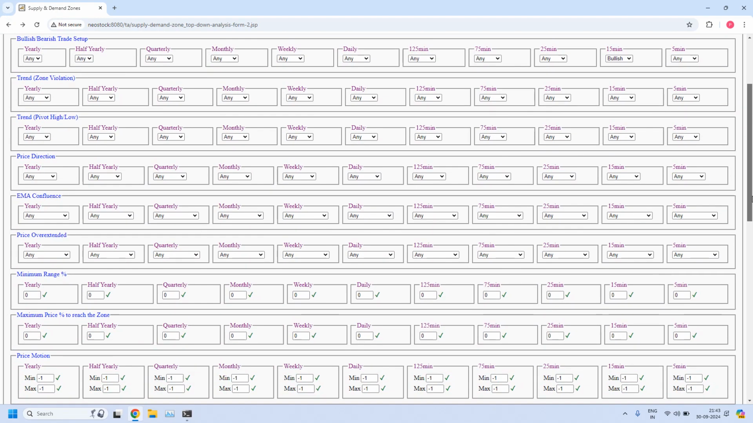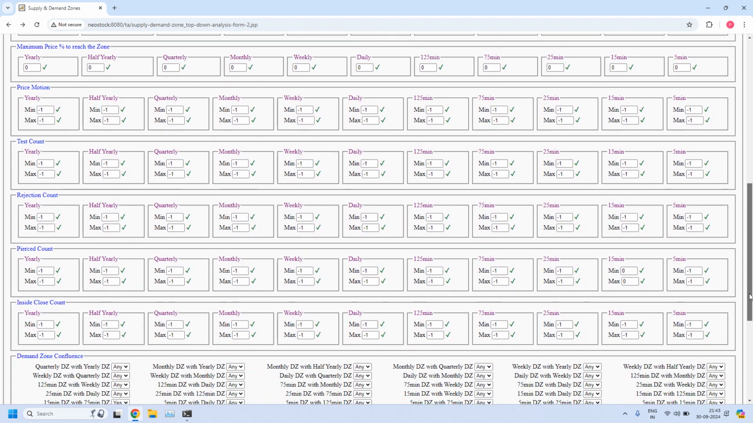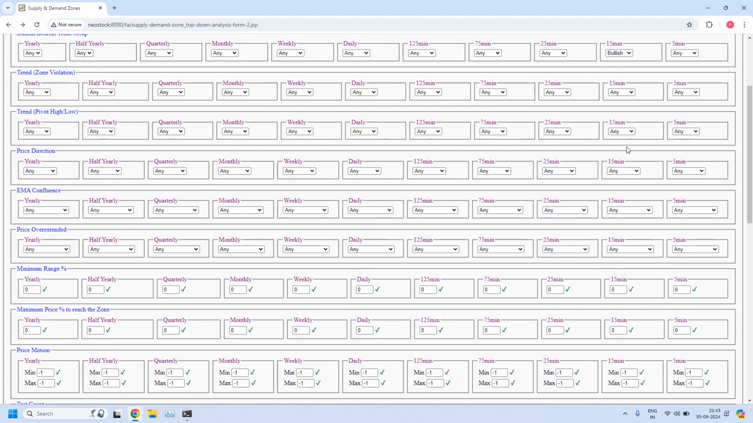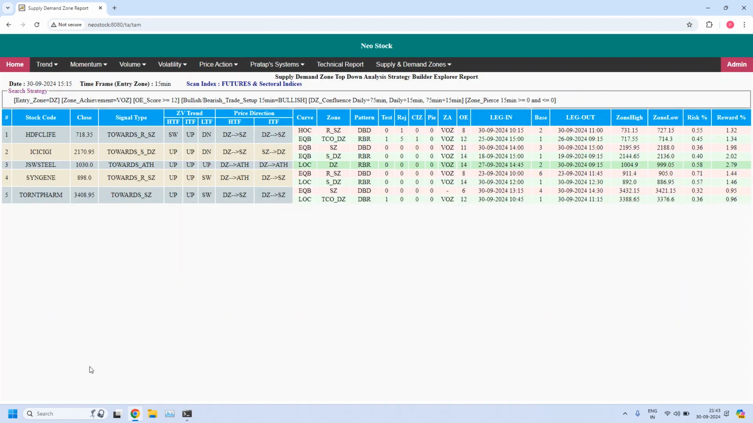LTF, ITF, HTF confluence. So in the demand zone confluence, already we enabled 15 minutes demand zone with 75. Next I am enabling the filter 15 minutes demand zone with daily demand zone confluence, and also 75 minutes demand zone with daily demand zone confluence. With all the 3 LTF, ITF, HTF confluence, we got 5 stocks. Except the first one, remaining all are even HTF trend is also uptrend. Because 15 minute zone is part of 75, both 15 minutes and 75 again together part of the daily zone.